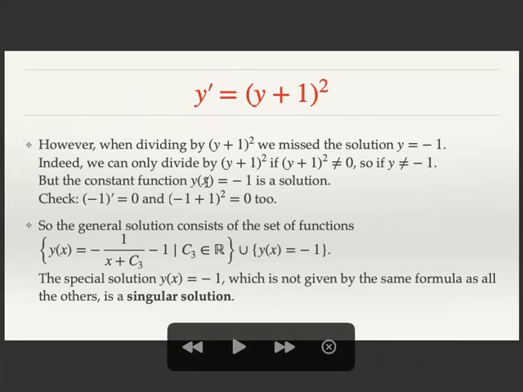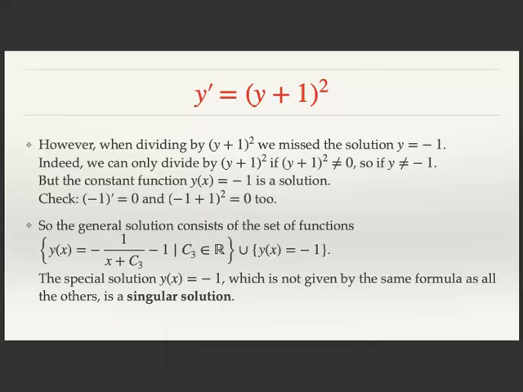Why is it a solution? Because the constant function y = -1, when we plug it into the equation, has derivative 0, since the derivative of a constant is 0. And on the right-hand side, (-1 + 1)^2 is also 0. So this actually is a solution, which we need to check.